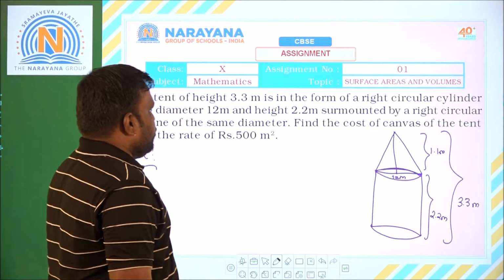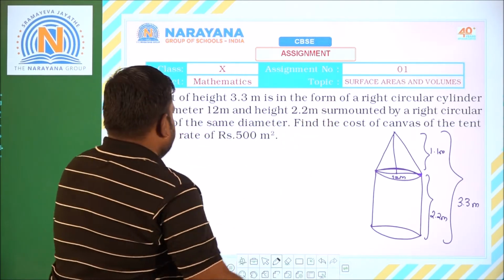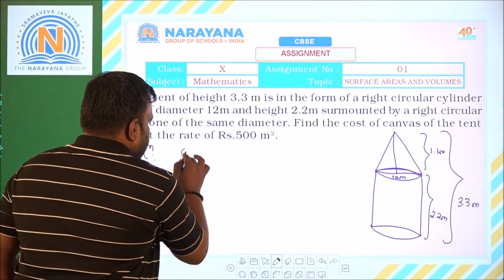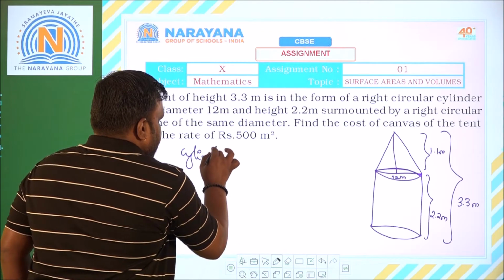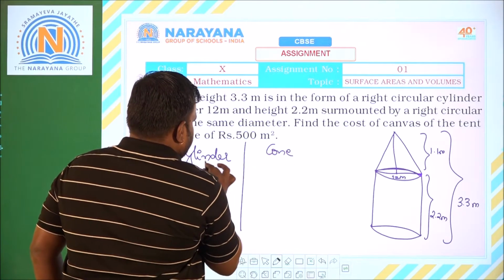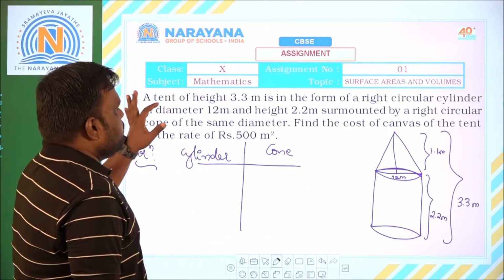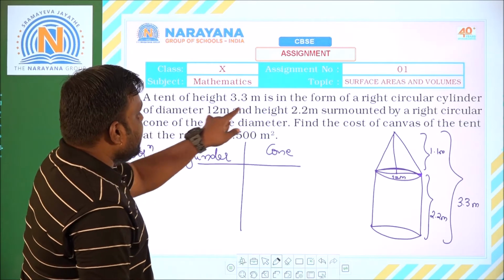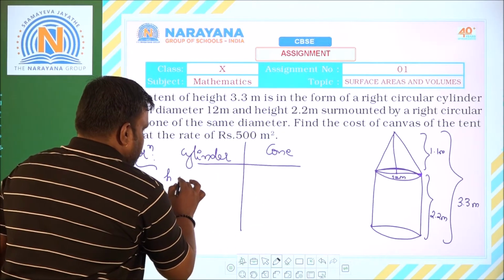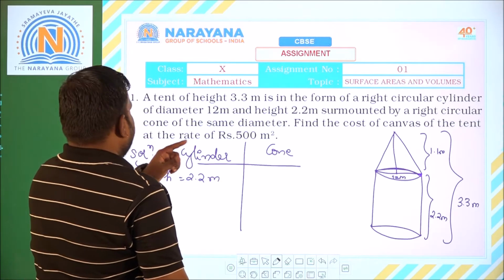So let us enter into the data for this, what is given for us particularly. Here we are having two figures. What are those? Cylinder and cone. So the cylinder is the first one and the conical part is the next one. Whenever it is given, it is better if you write and keep it in this manner, it will be useful for us. So here the height of the cylinder is 2.2 meters, surmounted by a right circular cone.